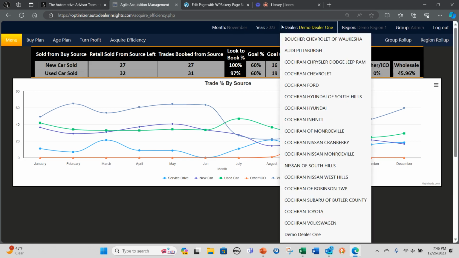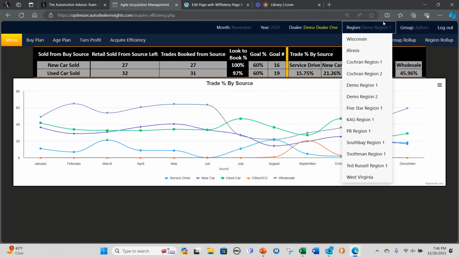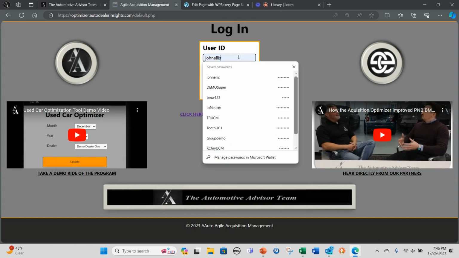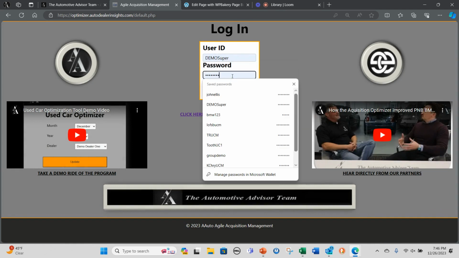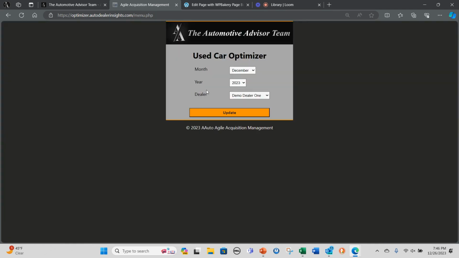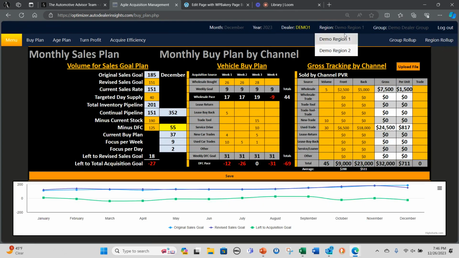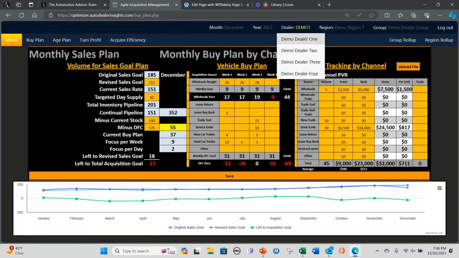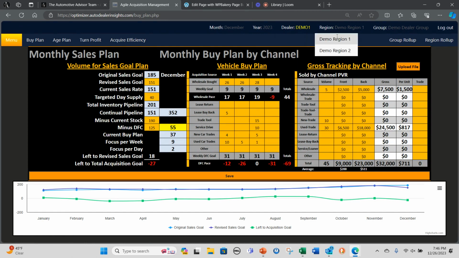If you're a multi-rooftop dealer, you can see that. I'll log out here and I'll log in as our demo so you can see how that works. So for multi-rooftop dealer, we'll pick the month of December. We'll go to update. And you can see I've got all 4 dealerships under this one dealer roof heading. Here, 2 dealers are in region 1, 2 dealers are in region 2.